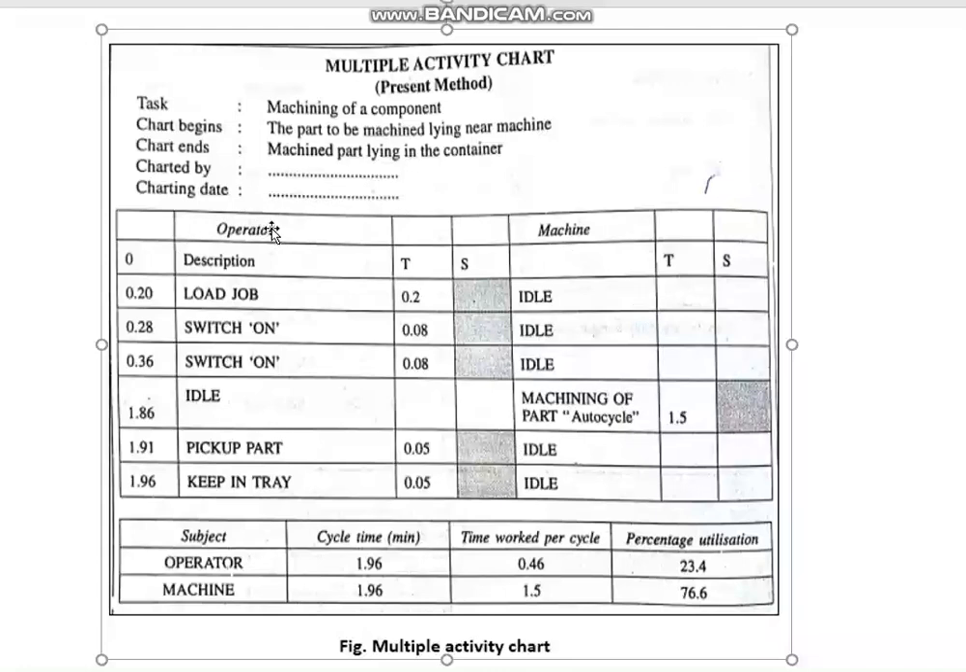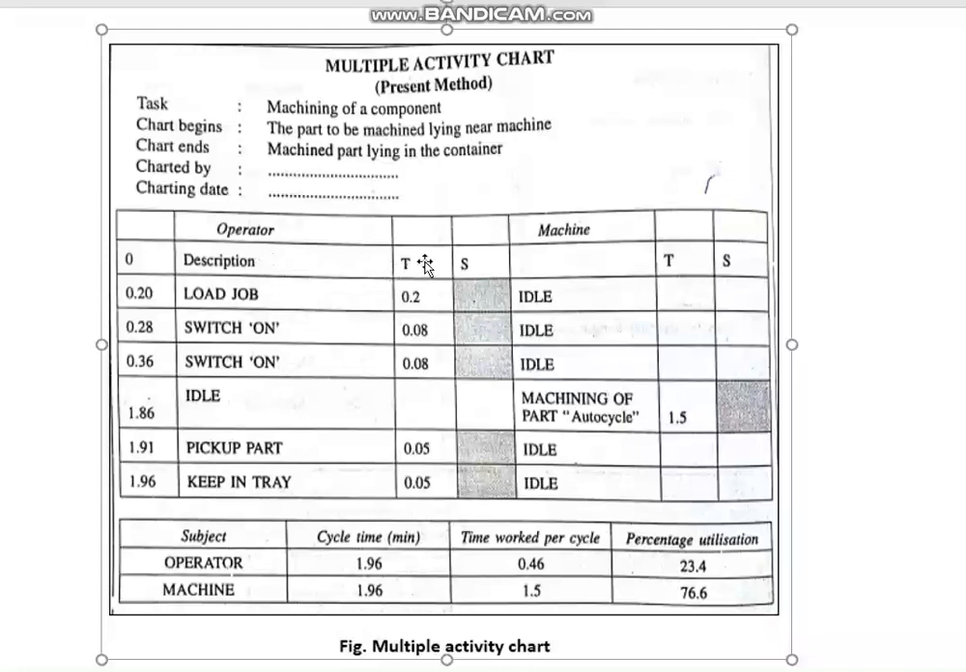Okay, now we have one operator and one machine. You see here the first column gives some values which appear to be timings, and these appear to be cumulative timings. So cumulative means what? You keep adding. In the second column we have the operator and his activities, the description of the activities performed by the operator.